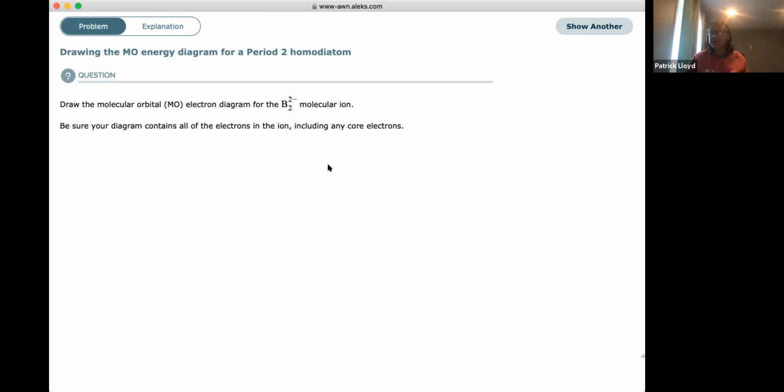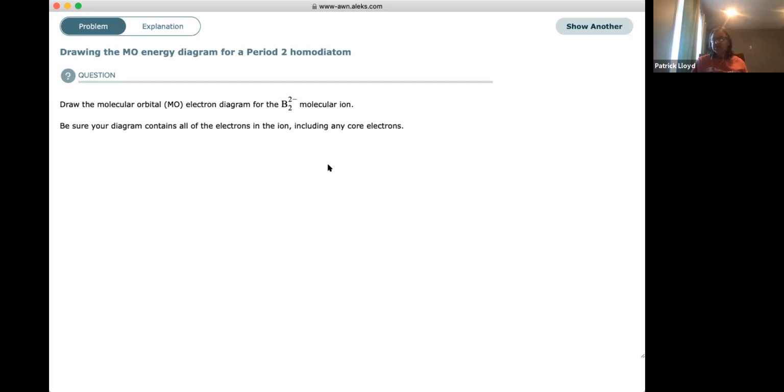Do notice that they put an ion in there. So they do have 2 extra valence electrons because it's B2 2-. Draw the molecular orbital electron diagram for the B2 2- molecular ion. Be sure your diagram contains all of the electrons in the ion, including any core electrons. So now they want you to do the core electrons. There is debate among chemists as to whether it's necessary to do that. The movement over time is towards more complexity. So here they want you to do the core electrons.